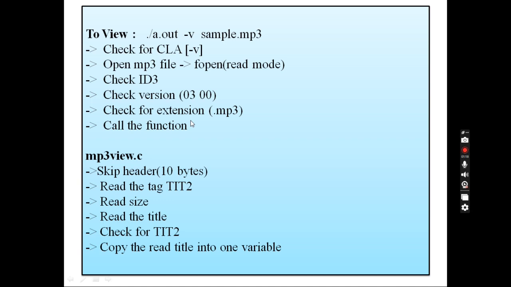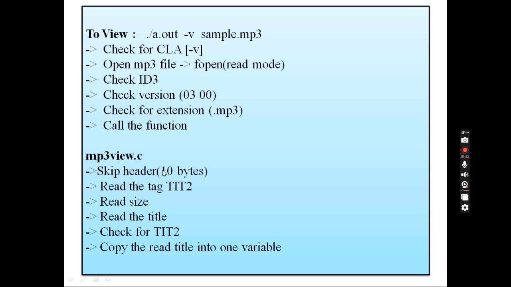For example, we have mp3_view.c. This is my file name, and suppose if I call the function, it will go to mp3_view.c. Inside the function definition, we have to write the code which is used to display the contents of a mp3 file. So in this file, all the functions will be present which are used to execute the view operation.